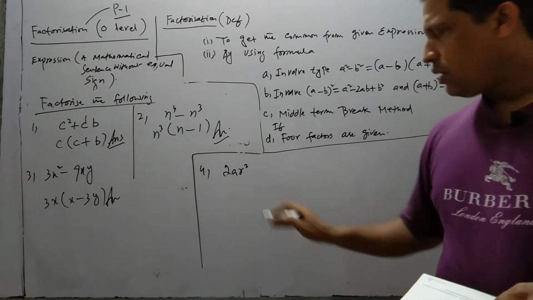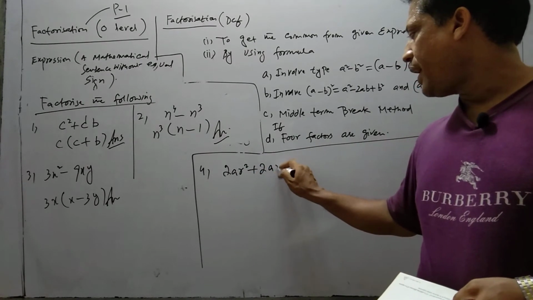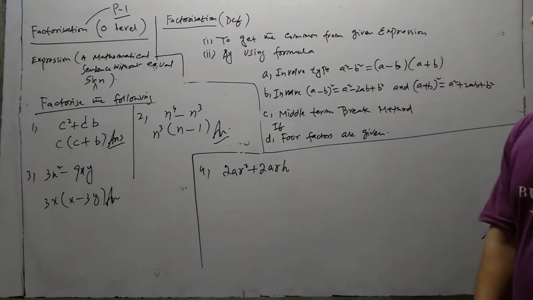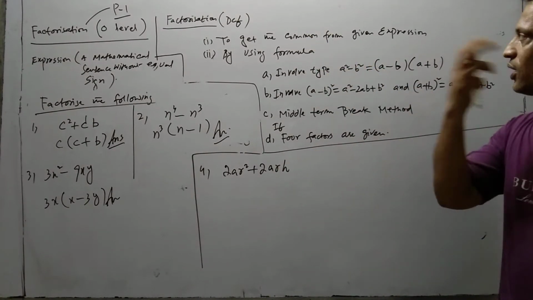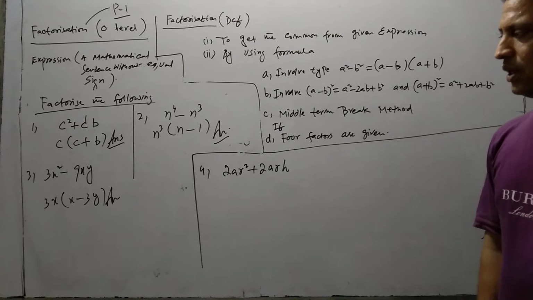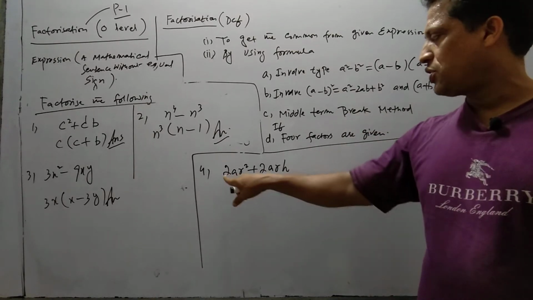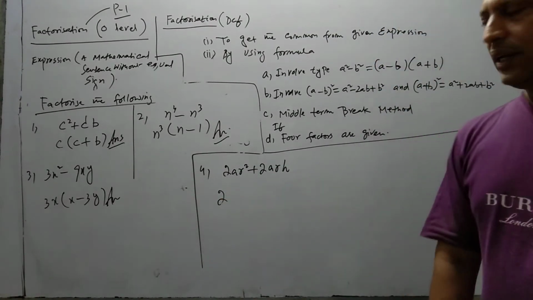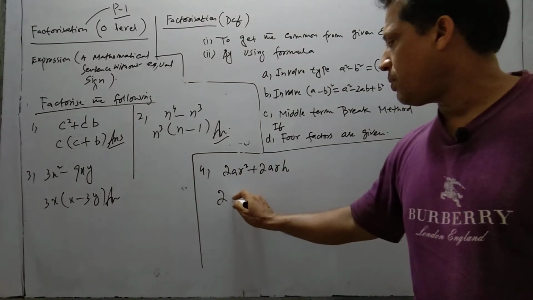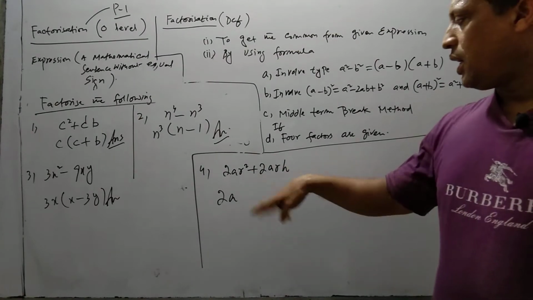2ar square plus 2arh. How to factorize? Apply the first definition to get the common from the given expression. What is common? Is there a common? Yes, 2 is common in these 2 terms, so 2 is outside. A is also common, so A is outside. Any other term?